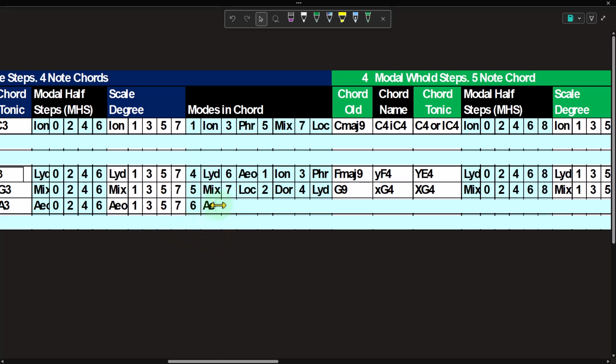I need to hold down a 6 plus 2, 6, 7, back to 1. Plus 2 would give us the 3, plus 2 would give us the 5. So I can name the nodes, which are universal and movable, of holding down the chord, which would be a 6, 1, 3, 5, or Aeolian, Ionian, Phrygian, Mixolydian. Okay, let's do the next one.